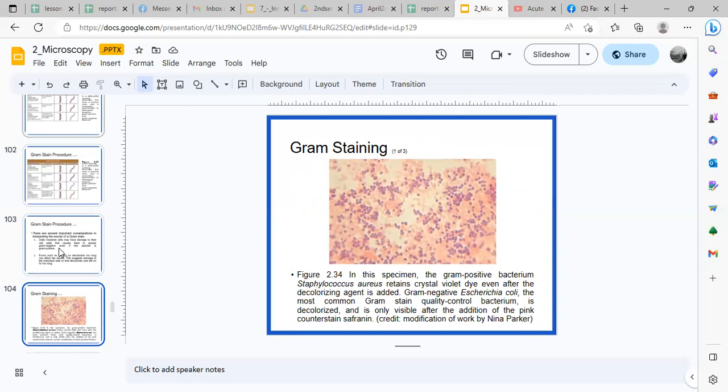So you see here the gram-positive bacteria, that's the purple colored. Then the gram-negative, that's the one in the background, so you have the pink color. The gram-positive is Staphylococcus aureus, and then you have Escherichia coli, that's the pink.